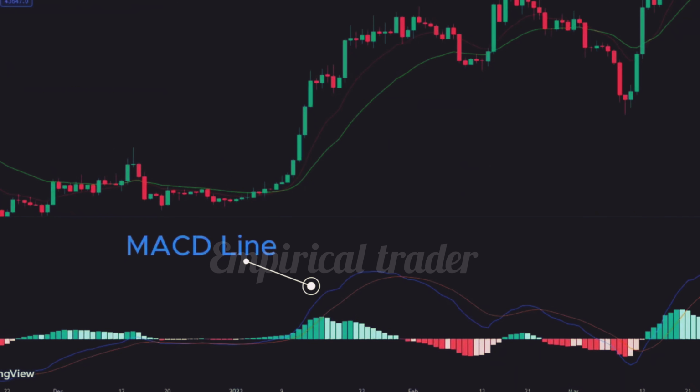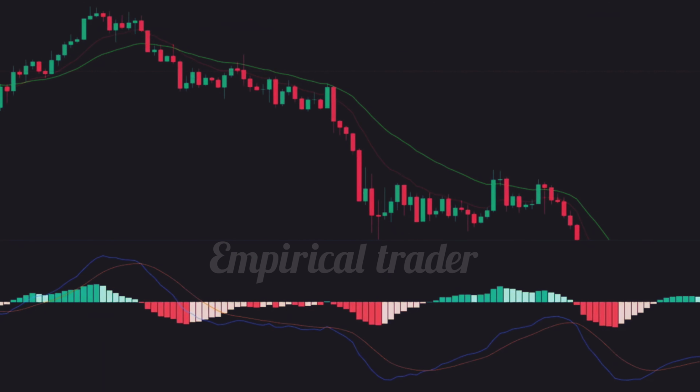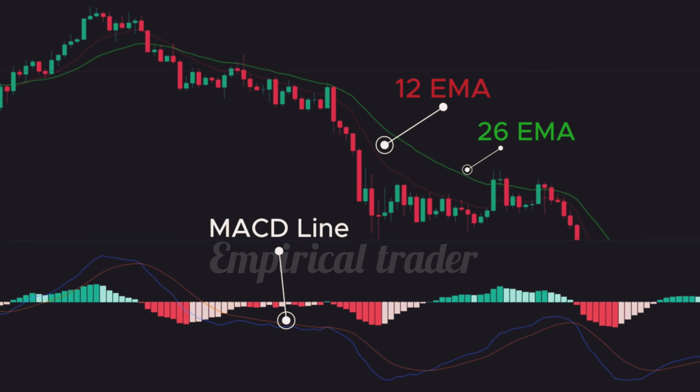The MACD line is our blue line. The MACD line is a representation of the 12 and 26 EMA. If the 12 EMA is above the 26 EMA, the MACD line stays above the horizontal line known as 0. And when the 12 EMA drops below the 26 EMA, the MACD line will go below 0.